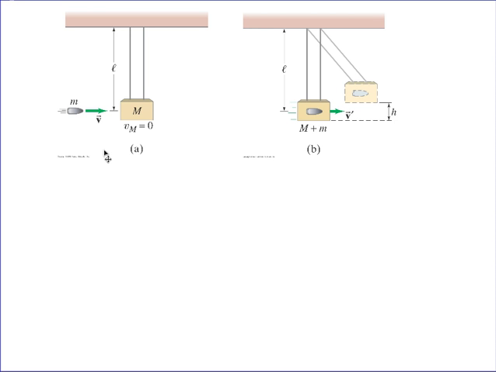Okay, so let's consider a ballistic pendulum example that shows how you can use conservation of momentum and conservation of mechanical energy all in the same problem. Here's the situation where we have a bullet, maybe something that's fired at an incredibly high speed. We have a hard way of measuring its speed.